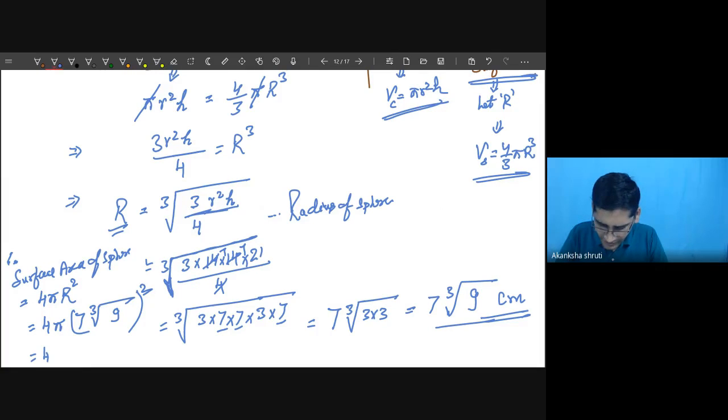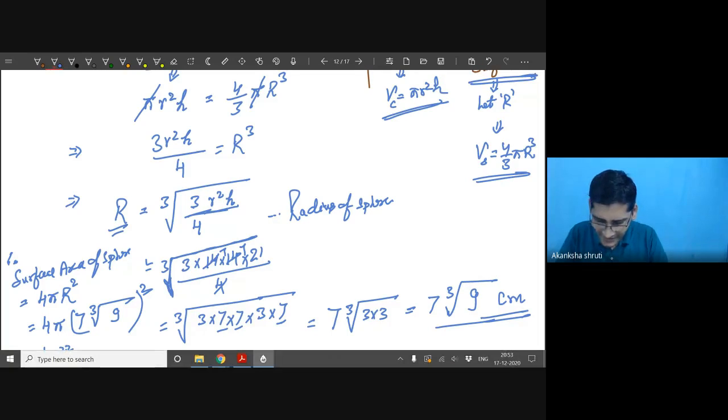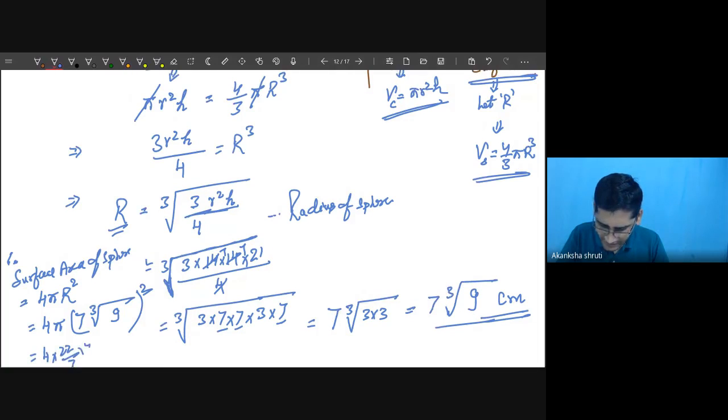So for 4 pi you may substitute 22 by 7. It's very easy. Then it is 7 square. You can write this as 7 into 7. Then it is the cube root of this 9 square. You may keep this cube root here. It is 9 into 9. You can cancel one of the 7s. So it is like 4 into 22 into one of the 7s. And inside this, it is like 3 into 3 into 3 into 3.